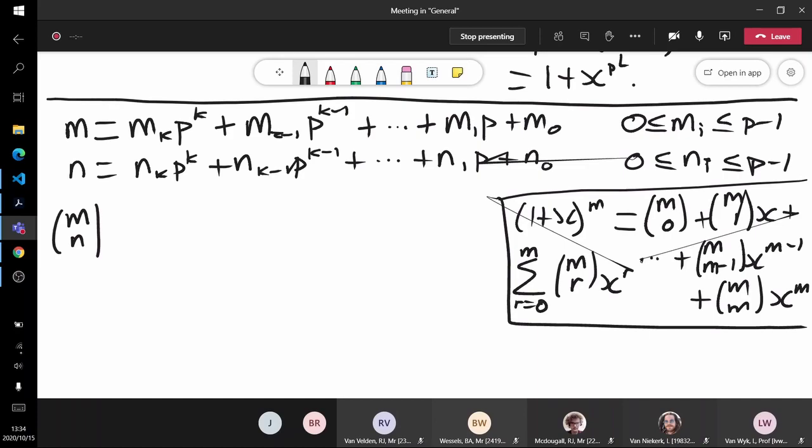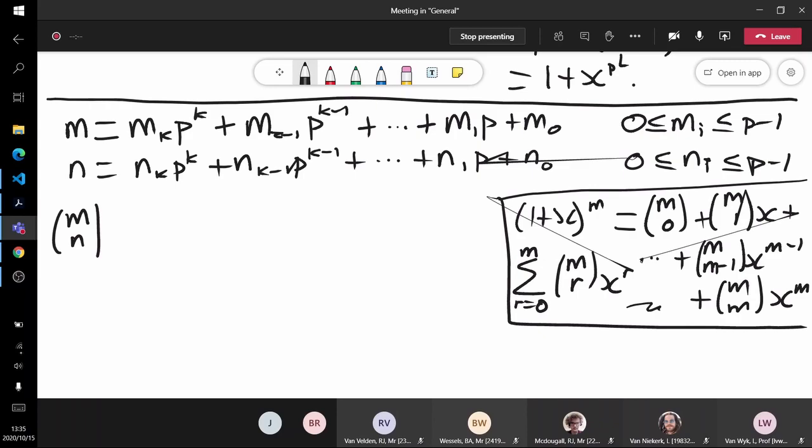I'm sorry for these random little lines that are coming over the screen. I'm not really sure where those are coming from. This is my first time actually using this whiteboard on Teams. Maybe it's something to do with my pen.